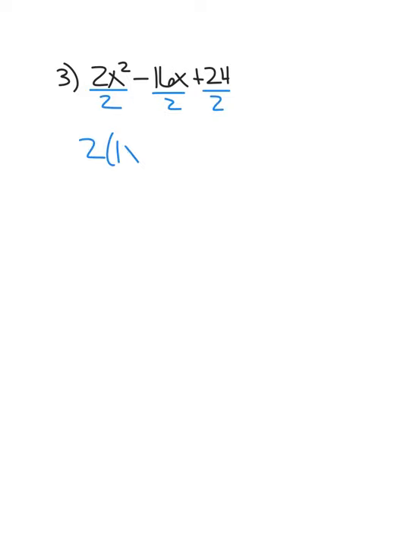2 divided by 2 is 1 times that x squared. 16 divided by 2 is 8 times that x. 24 divided by 2 is 12. Once we take that GCF out, now we've got to check what's in parentheses. And I'm looking at what's in parentheses, and I'm seeing it's a quadratic trinomial. So I am going to try to factor it. It may or may not be able to be factored.